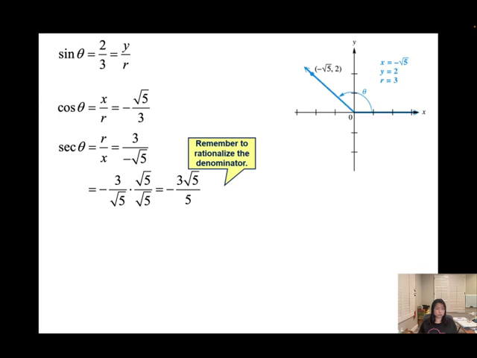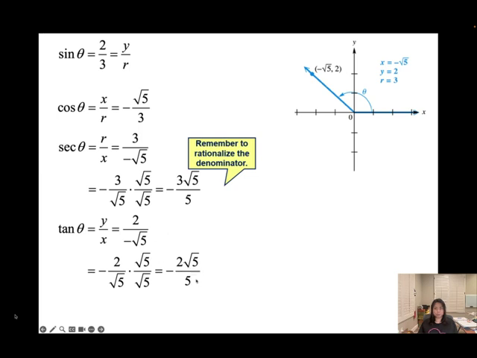Okay, check your work. Tangent is y over x. Rationalize, you should get negative 2 square root 5 over 5. Cotangent is the reciprocal of this, so negative square root 5 over 2. Cosecant will be the reciprocal of sine, so 3 over 2.